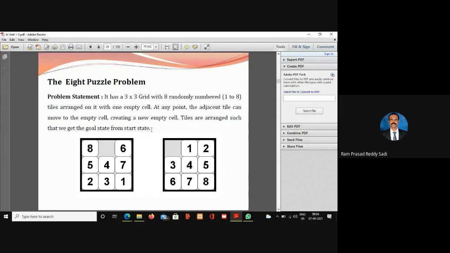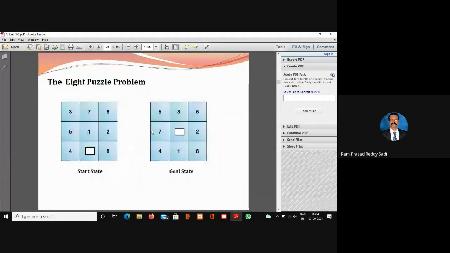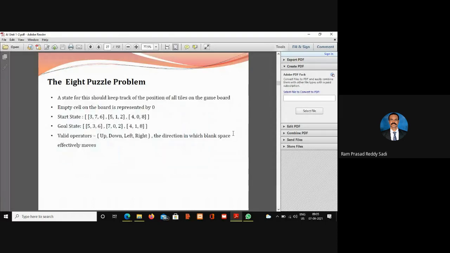This is what artificial intelligence is. Look at this. Suppose this is the start state, where the tiles are arranged this way: 3, 7, 6, 5, 1, 2, 4, blank, 8. This is the empty space. And we need to reach this goal state: 5, 3, 6, and here 7, blank, 2, 4, 1, 8. If this is the goal state, how do we reach this? We need to construct a complete state space tree for this.